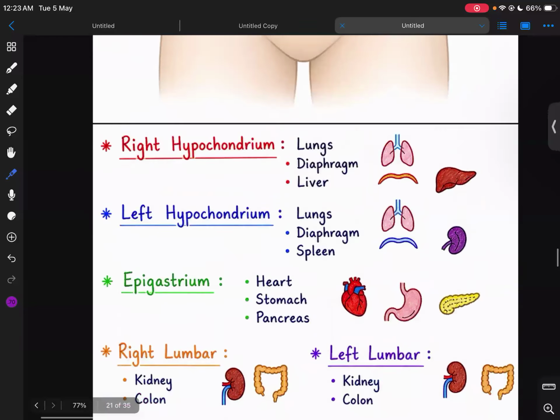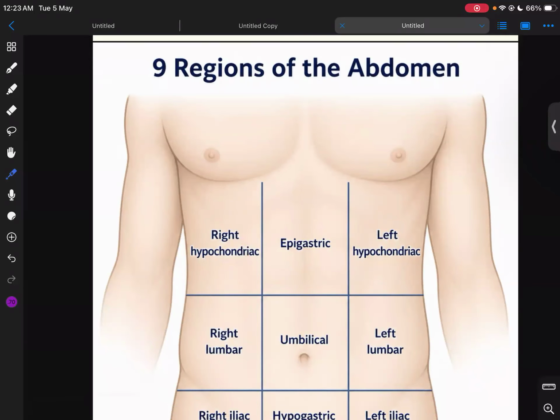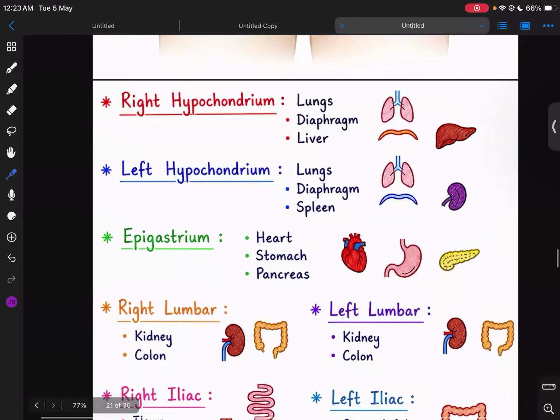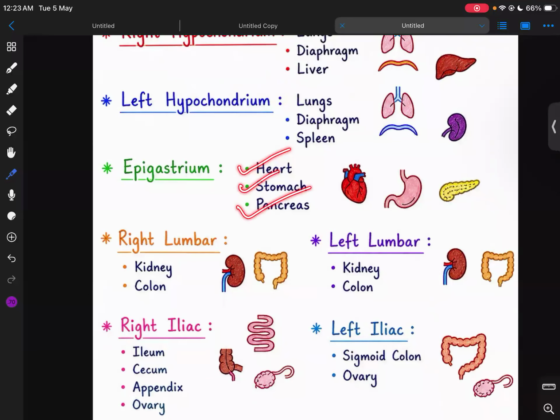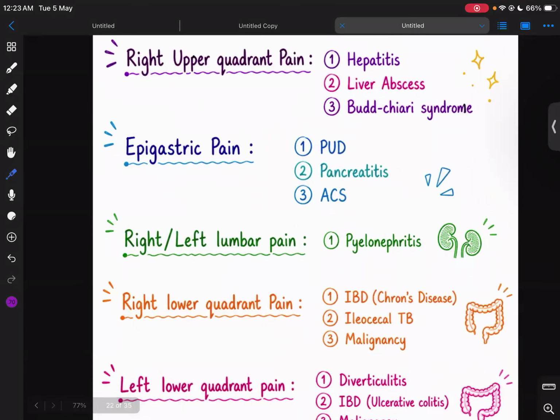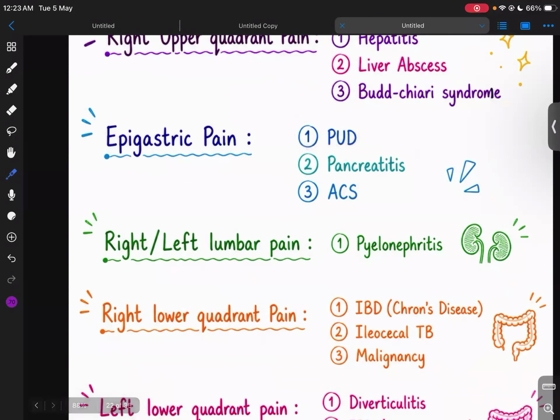Next, come to the epigastrium. In the epigastrium, what are the organs where pathology can manifest? The organs are heart, stomach, and pancreas. So for any patient presenting at LCC with the prompt of epigastric pain, we can keep these three differential diagnoses: peptic ulcer disease affecting the stomach, pancreatitis affecting the pancreas, and acute coronary syndrome if in the past medical history the patient has some risk factor for this.